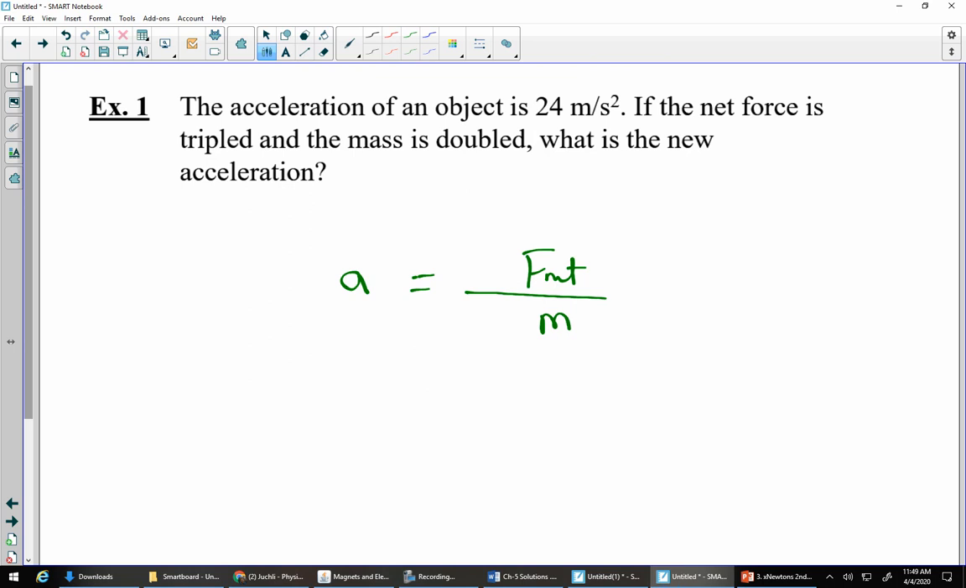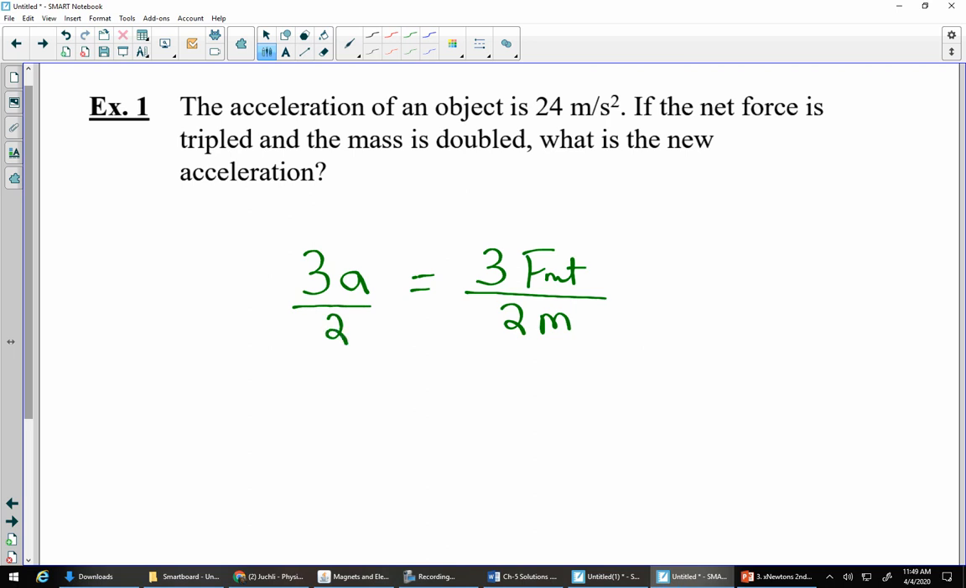Awesome. So it's saying, let's see here, if the net force is tripled, that means I need to multiply the net force by 3. I just multiplied this side of the equation by 3. I need to do the exact same thing to the other side. Cool. So if the net force is tripled, the acceleration is tripled. Then, let's see here, it says the mass is doubled. So I'm going to multiply the mass by 2, but then I realized, well, I actually just divided that side of the equation by 2, or put a 2 in the denominator. I need to do the exact same thing over on this side.